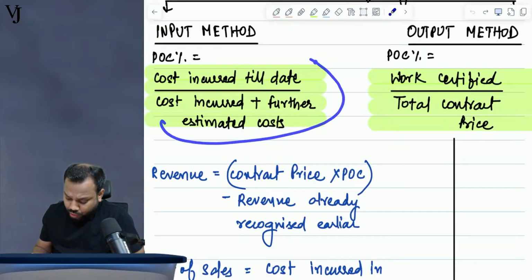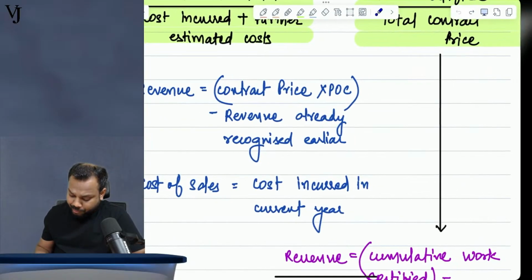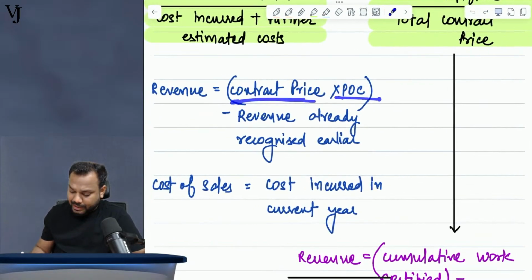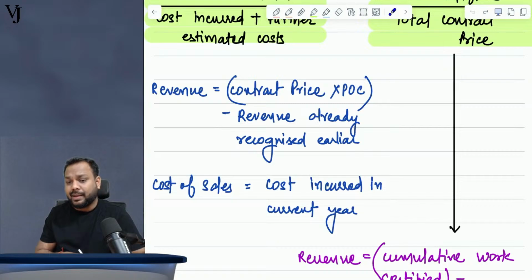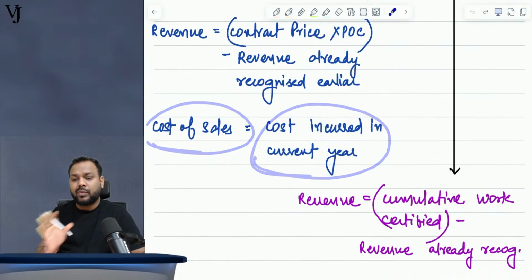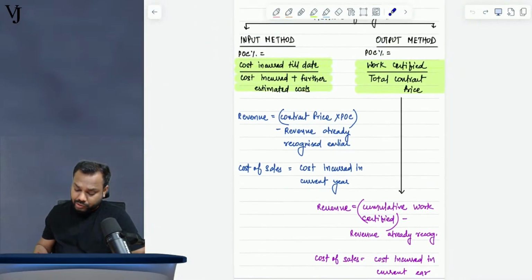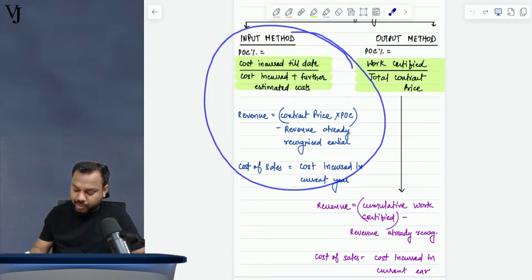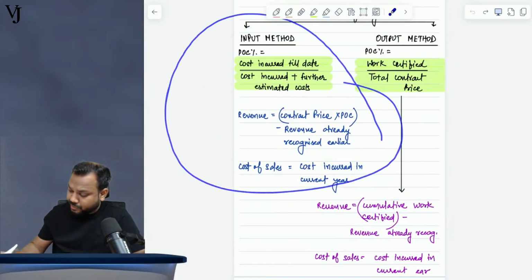When you know the percentage of completion, what is the amount of revenue? The revenue will be contract price multiplied by percentage of completion minus revenue already recognized in the earlier years. What is cost of sales? The cost incurred in the current year will be the cost of sales. So this is how you recognize revenue as per the input method. Tell me, is it clear, everyone? Is the input method clear to everyone?